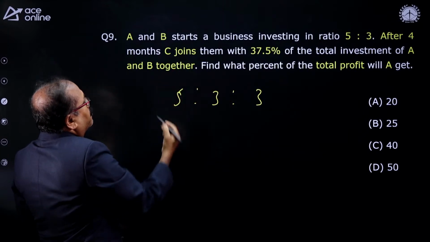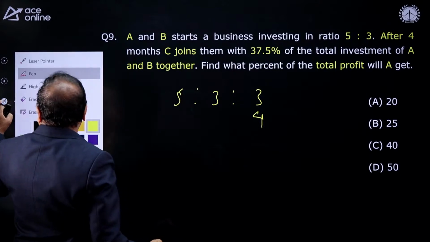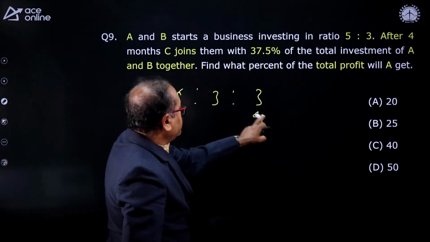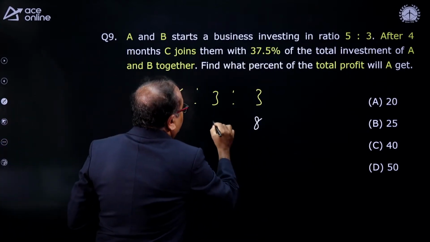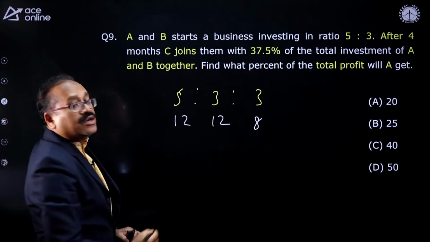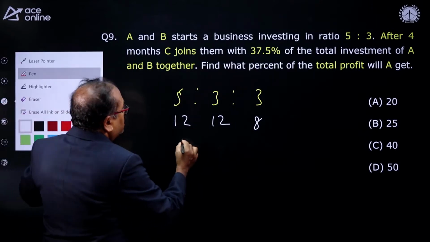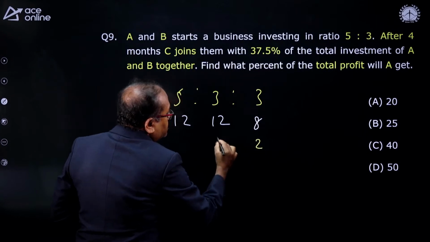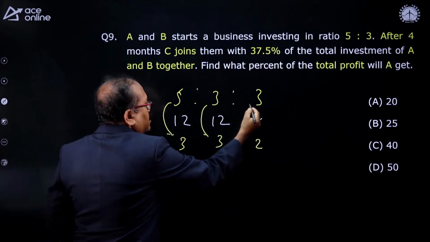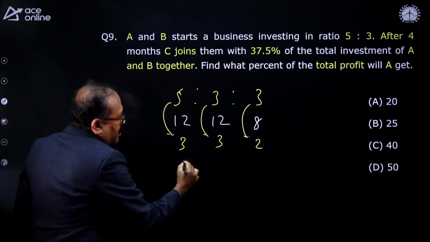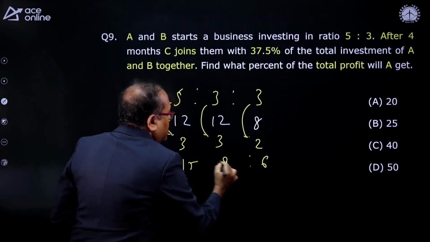C comes after 4 months. That means he was in the business for 8 months, and the rest of them were in the business for the entire period. So here we have the time ratio. And what is the time ratio? The time ratio is 4, 2 times and 3 times and 3 times. And from here we get the capital ratio, and that is 5/3 is 15 and 3/3 is 9 and 3/2 is 6.